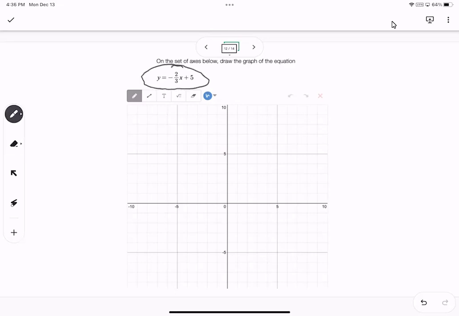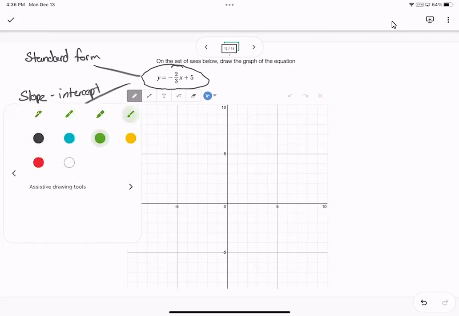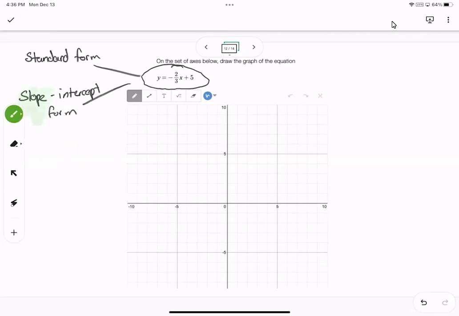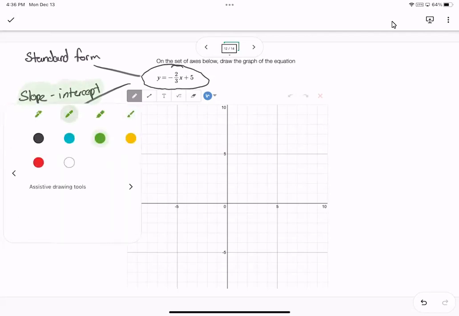And I want to think, is this in, we have 2 forms for linear equations. We have standard form, or we have slope-intercept form. If I take a look at this, I notice that this equation is written in slope-intercept form. So I'm going to try to graph this using the slope-intercept way. If you have a preferred way to graph, you can always do that as well.